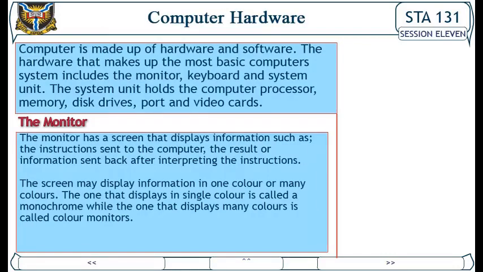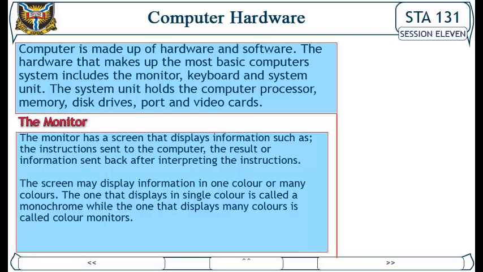Computer hardware. Computer is made up of hardware and software. The hardware that makes up the most basic computer system includes the monitor, keyboard, and system unit. The system unit holds the computer processor, memory, disk drives, port, and video cards.